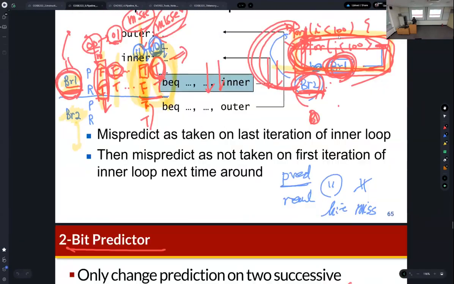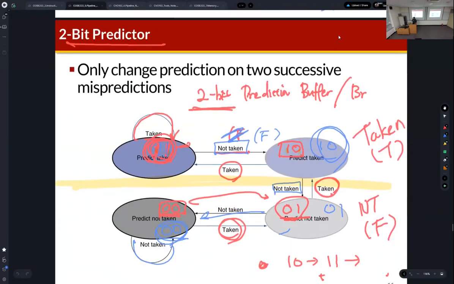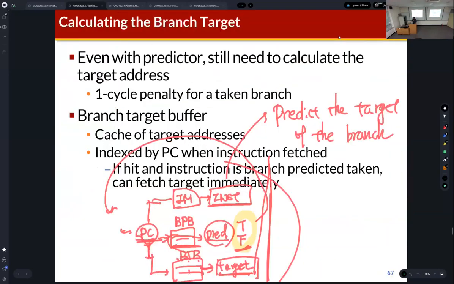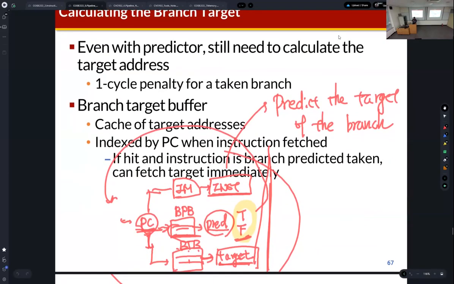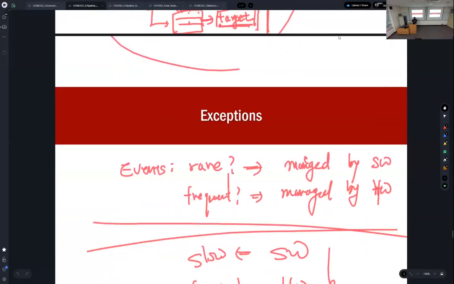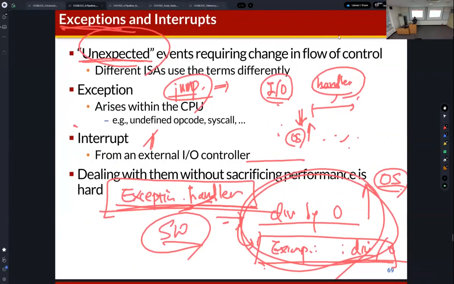We learned about the 1-bit and then 2-bit predictor. Then we learned how the branch predictor works in the pipeline processor. And then we briefly learned about exceptions and interrupts. Exceptions and interrupts are rare events.